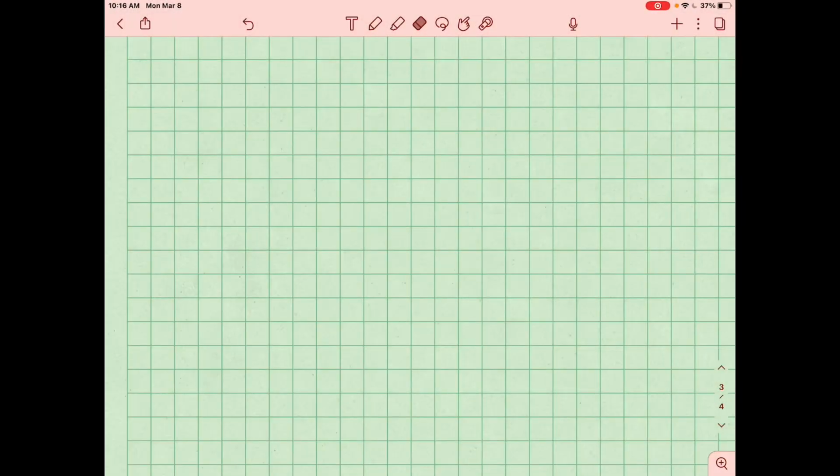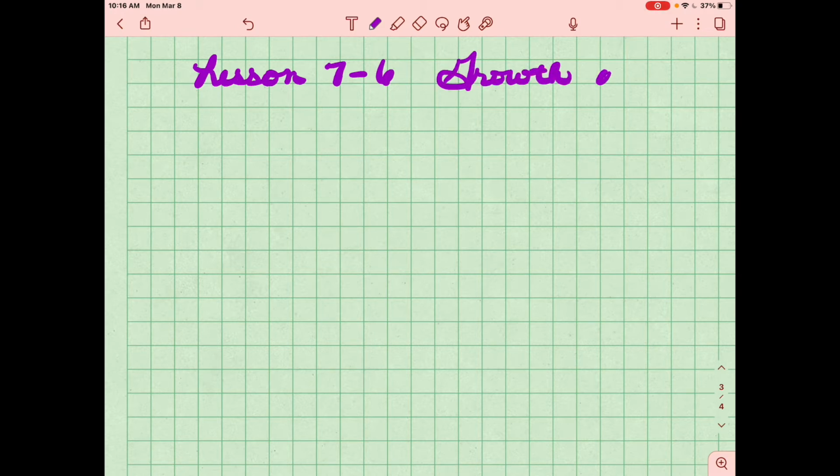Hi guys, this is lesson 7.6 called Growth and Decay. We've already talked about this a little bit, but we're going to flesh this out a little bit and make our equations just a little more practical.